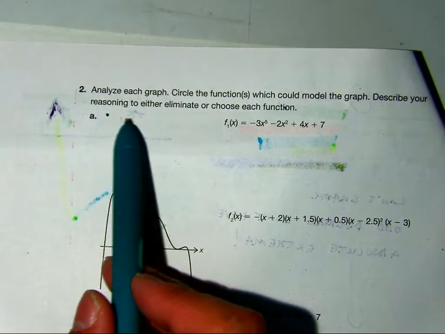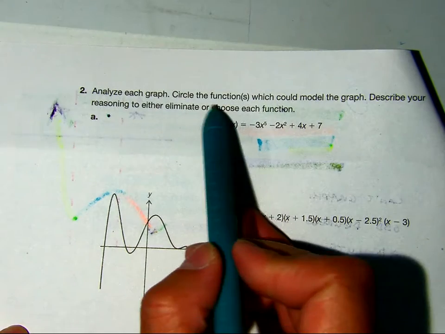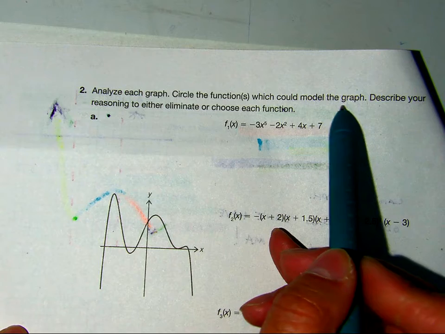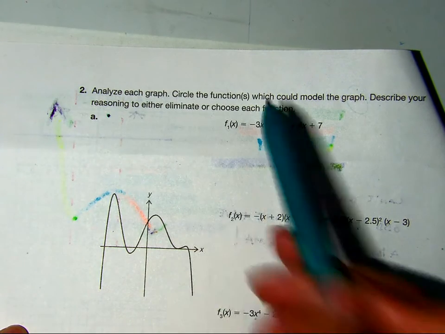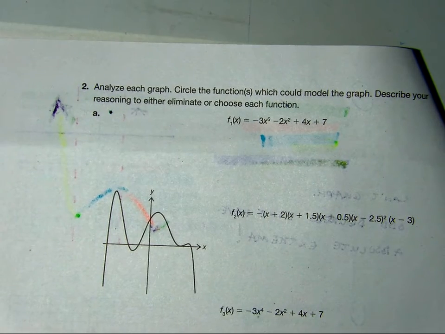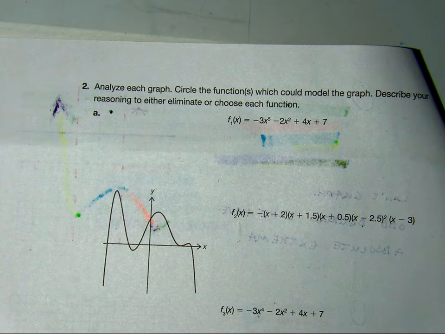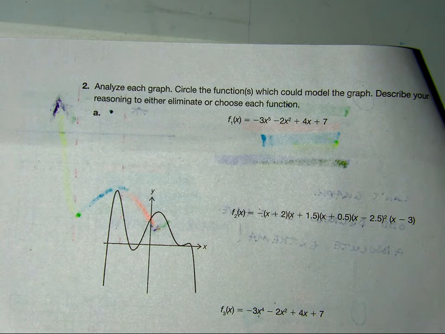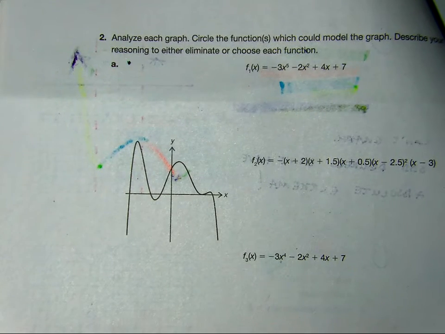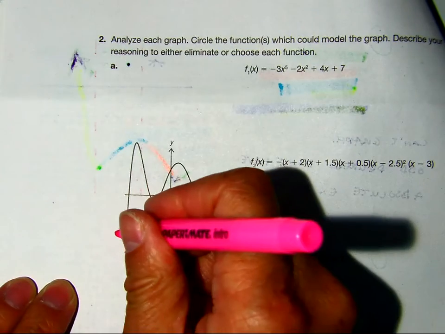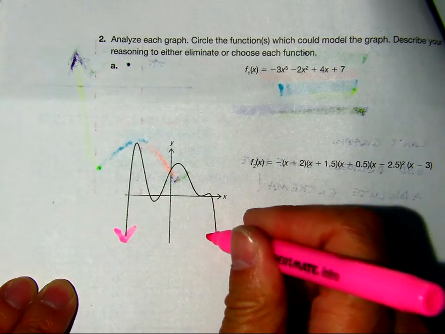Analyze each graph and circle the function which could model the graph. Describe your reasoning to either eliminate or choose each function. Okay? I'm going to label all the characteristics. So I'm kind of going reverse about what we did, and that'll help me figure out if it's one of these polynomials. Okay, the first thing I notice is that the graph is starting down, ending down.